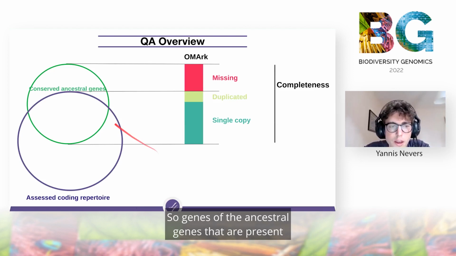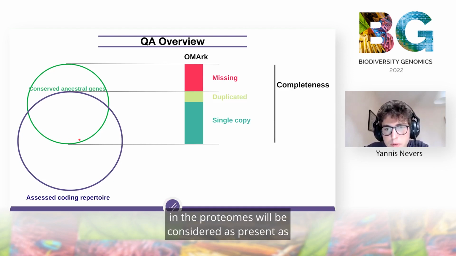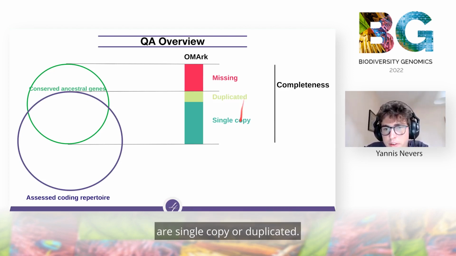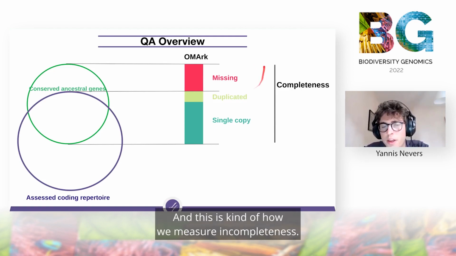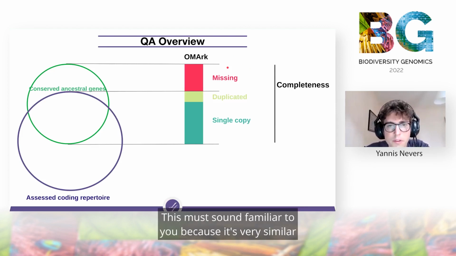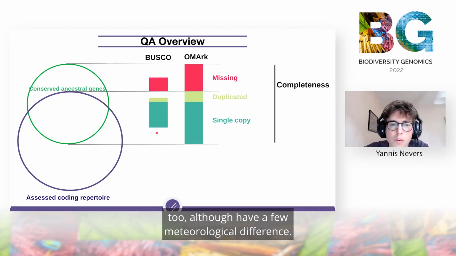So genes of the ancestral genes that are present in the proteome or that have homologs in the proteome will be considered as present, either single copy or duplicated, and the ones that do not are considered as missing, and this is kind of how we measure incompleteness. This may sound familiar to you because it's really similar to what other tools like BUSCO do to measure completeness too, although here there are a few methodological differences.